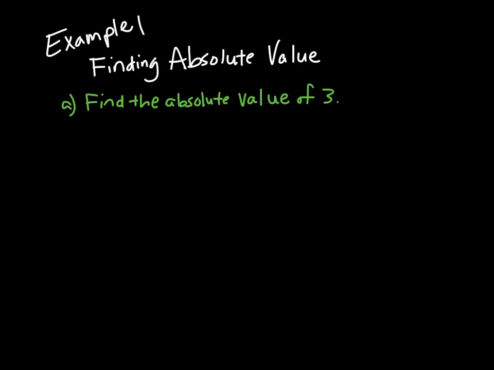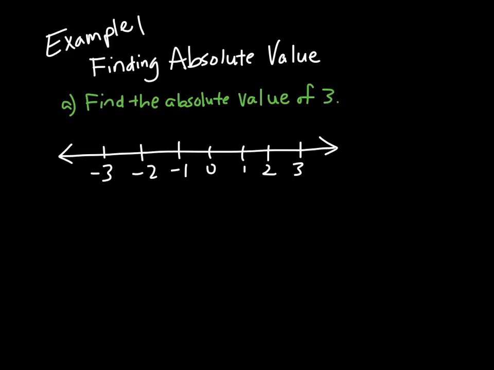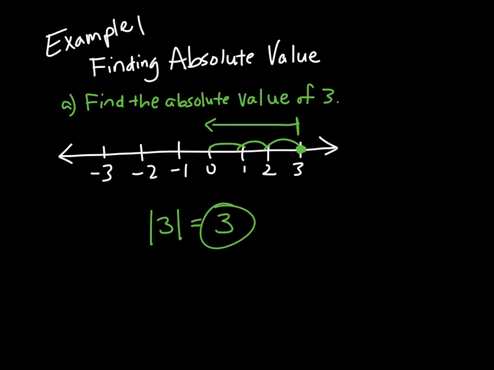So example 1 is finding absolute value. And if the directions stated find the absolute value of 3, you would first of all graph 3 on a number line. Okay, so we graph 3, and then we figure out what the distance between 3 and 0 is. So if you started here and I went over to 0, it would be 1, 2, 3. So the absolute value of 3 equals 3, and that would be my answer.